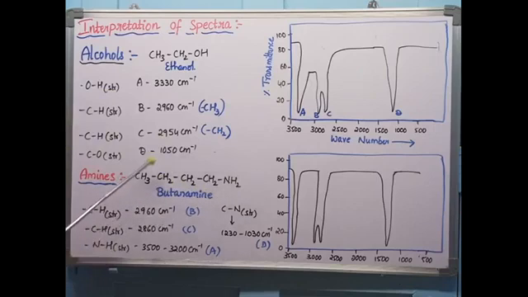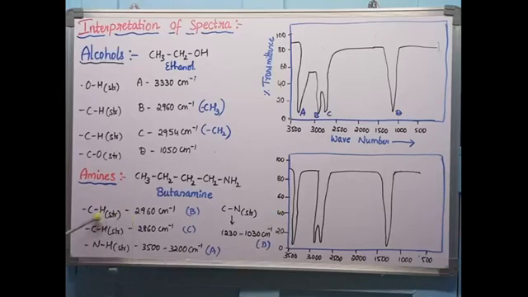I'm drawing the spectra for a primary amine. This is butanamine. There are 4 carbons, so it is butane, and NH2 amine, butanamine. There will be a CH stretching here, that is 2960 centimeter inverse, and the main functional group is NH. NH stretching will be 3500 to 3200 centimeter inverse, that is the A peak.